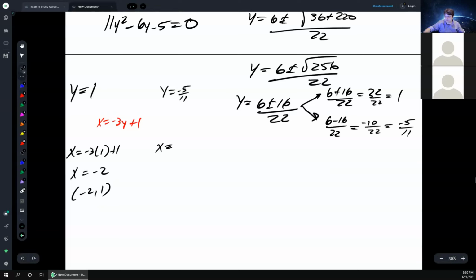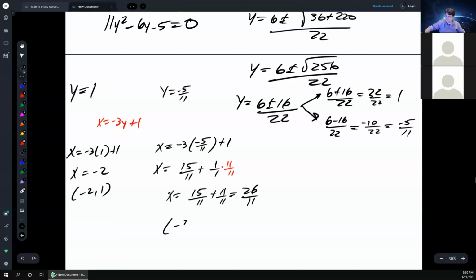And then here, you can either do the fraction or decimal. I'm going to keep the fractions here. We have negative 3 times negative 5 over 11 plus 1. Well, that's 15 over 11 plus 1. If we do an LCD here, we have an LCD of 11, so 15 over 11 plus 11 over 11 gives us 26 over 11. So that's my second point. Oops, that was positive 26 over 11. Negative 5 over 11. Boom, done.